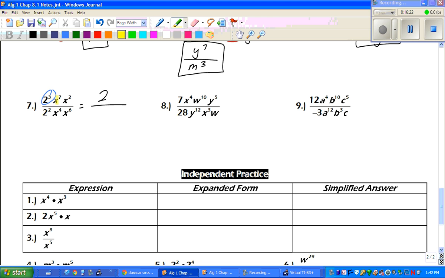Okay, but now, let's combine those x's. We get x to the 9th, and on the bottom, we get x to the 10th. So now who wins, the top or the bottom? The bottom wins, and the bottom wins by 1. Okay, and you don't need to have that 1 there. If it's just the x by itself, we can figure that out. Okay?